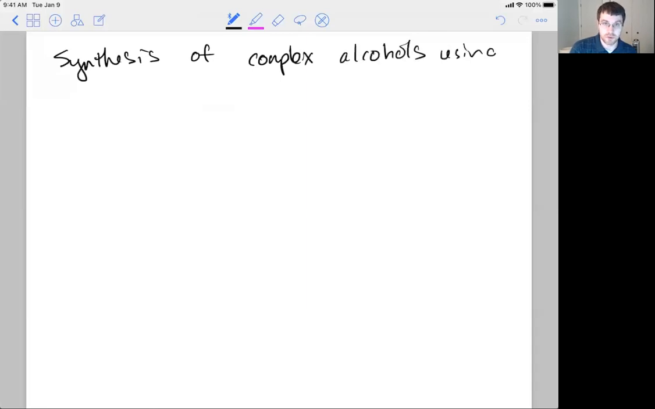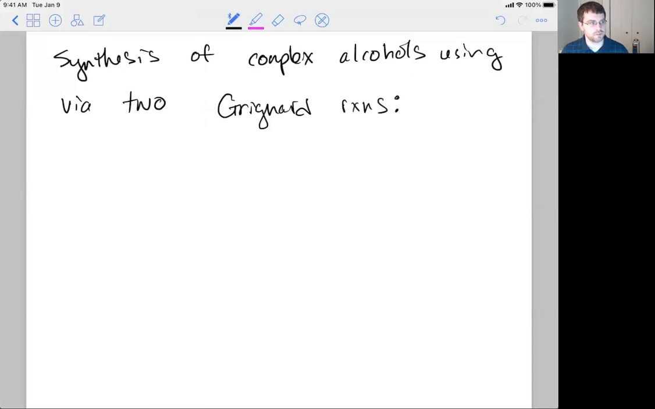Using multiple, or really just two. Maybe I'll put via two Grignard reactions. Okay, so how would this work? Okay, so if we wanted to pull off two Grignard reactions, how would that work? Well, let's pick an alcohol that maybe has several groups attached to it.